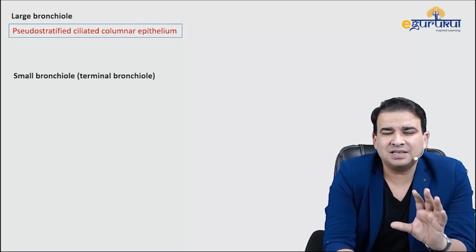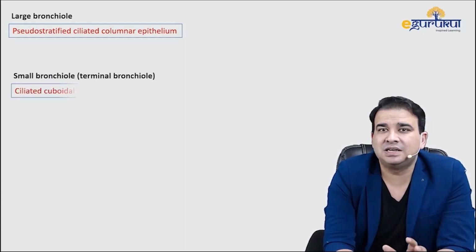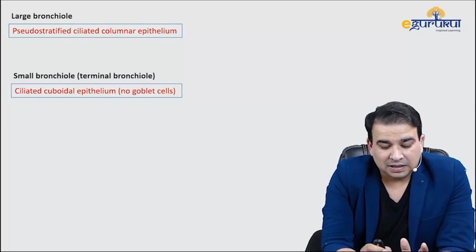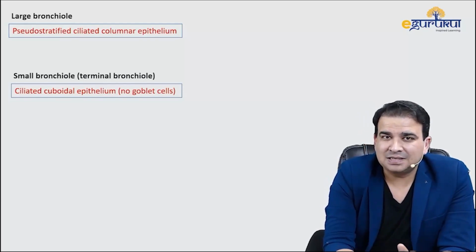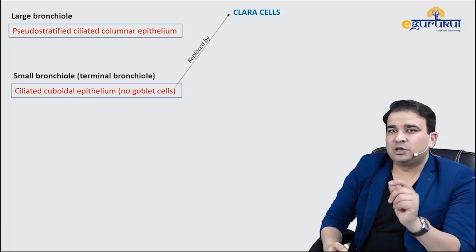So if the question is asked, the better answer is this ciliated cuboidal cell, which is seen in the case of the small bronchiole, with no goblet cells. The goblet cells are now replaced by the Clara cells. Now what are Clara cells, guys? That is again an important cell to be remembered.